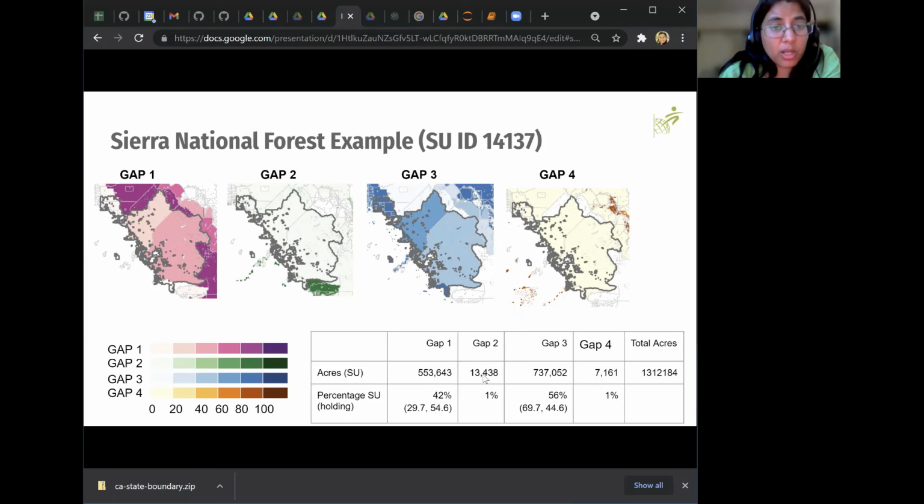But in our table view at the super unit level, we can also have the percentage of the super unit that is gap 1 and that is gap 3. Or more important for accounting, the actual acreage relative to the total acreage of the Sierra National Forest. This starts telling us what the management intent is in different areas of this super unit.